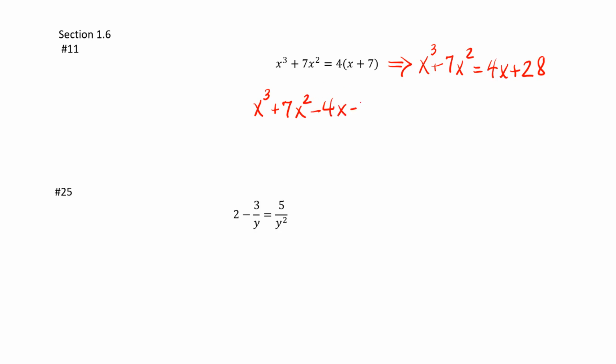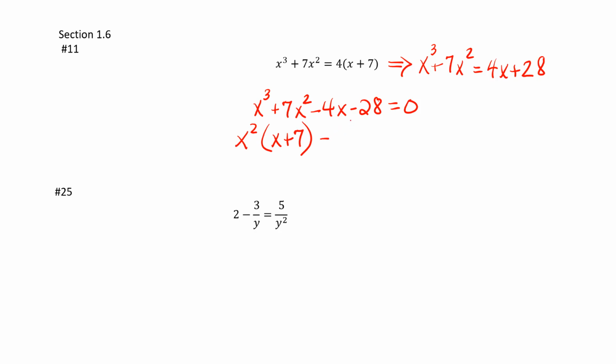x cubed plus 7x squared minus 4x minus 28 equals 0. Now we're going to need to factor the left side of the equation. And to do that, we're going to factor by grouping. We're going to take the first two terms and we're going to factor out an x squared. So we'll have x squared times (x plus 7) for those first two terms.